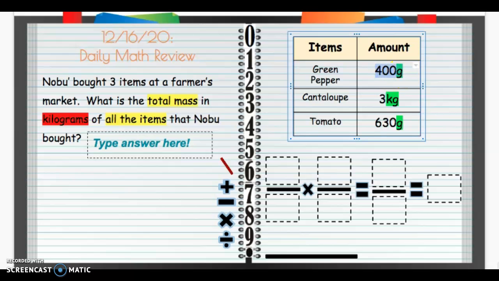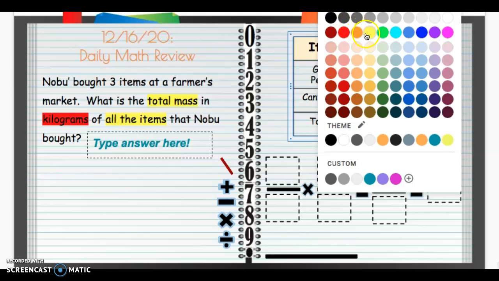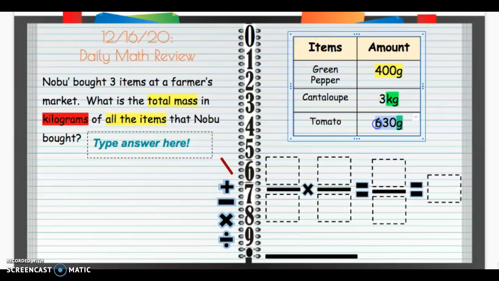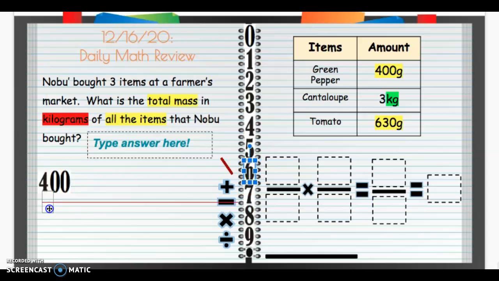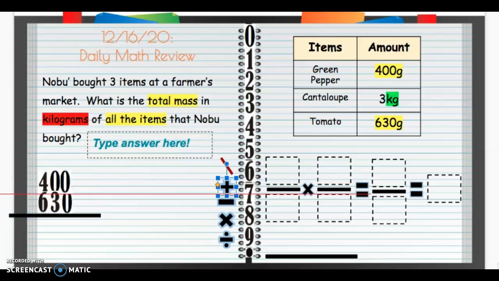So what we're starting with is the 400 and the 630, because those are the only grams, and that's all we have to convert to kilograms. This one is a tricky one, so let's not get too stumped on it. So we have 400 plus 630. We're adding those up because we first have to convert our grams to kilograms. We don't need to change kilograms to kilograms. It's already there. 3 is already what it's been changed to. So we're going to add those up.